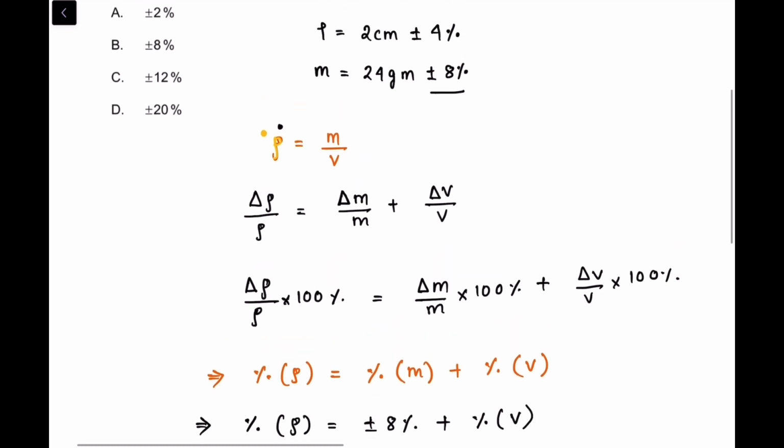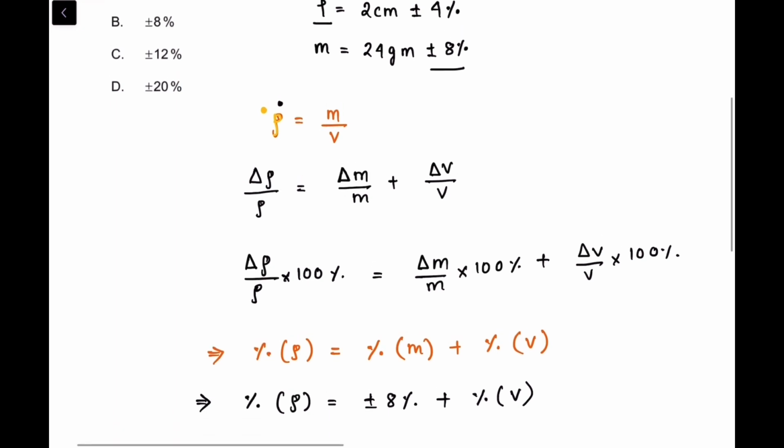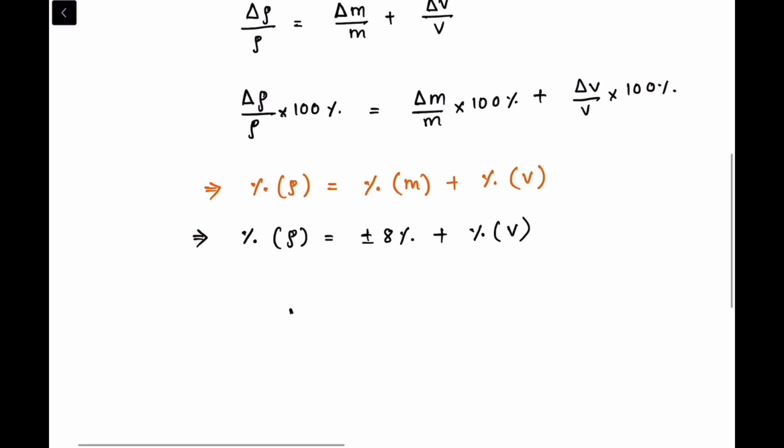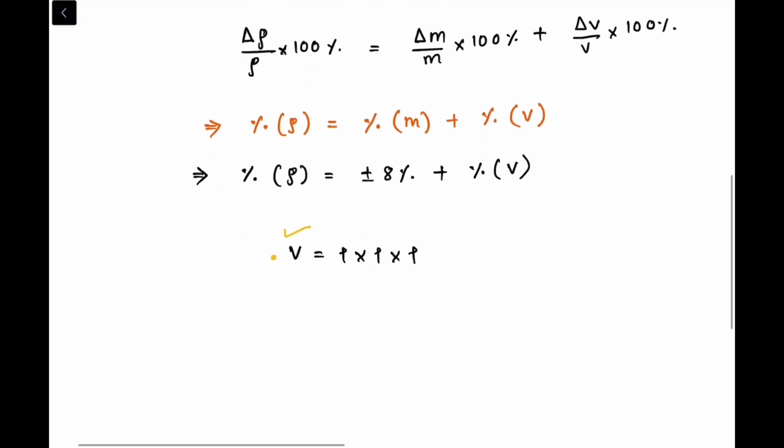But over here it's given that the length is given, not the volume. So over here we can also write V is equal to length into length into length. Volume is L cube. On the left hand side, we have only V, so I'll write delta V by V. On the right hand side there are three quantities, L, L and L. For the first L I'll write delta L by L, for the second length delta L by L, and for the third length also delta L by L.